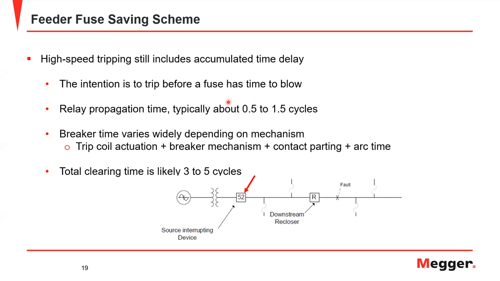I don't know how common that's becoming, but it is something that's breaking into the market. Okay. Another delay that we cannot do anything about is breaker time, the mechanics of getting the breaker open. You have a little bit of time associated with the trip coil actuation, a little bit with the breaker moving. You have the contact parting and the arc time. All of that accumulates together and you get somewhere in the neighborhood of 3 to 5 cycles. It's hard to nail down any closer than that because every breaker is different and relays are different. This is about the time it takes to get the breaker open and extinguish the fault.